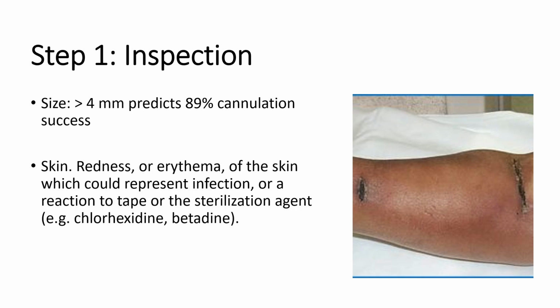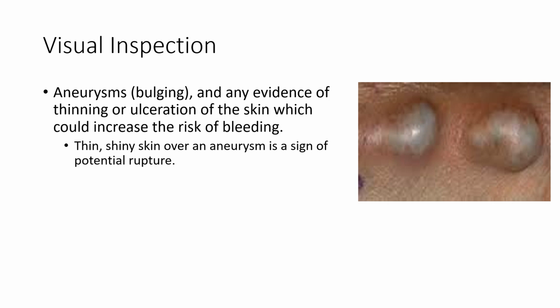We also want to examine the skin for redness, which could represent infection or a reaction, say, to a sterilizing agent such as chlorhexidine or betadine. Look for aneurysms or a bulging, thickening of the skin, which could increase the risk for bleeding. Thin, shiny skin overlying an aneurysm is a sign of potential rupture.